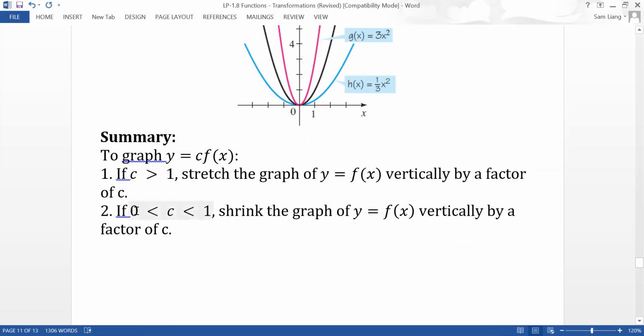If it's a fraction, so if it's between 0 and 1, that means it's a fraction. Shrink the graph of y equals f of x vertically. So shrink it by a factor of C. Okay, so shrink it by a factor of 1/3 in this case. Stretch it by a factor of 3 in that case. All right, if you need to copy this, please pause the video here. Otherwise, I'll move on to the next transformation.